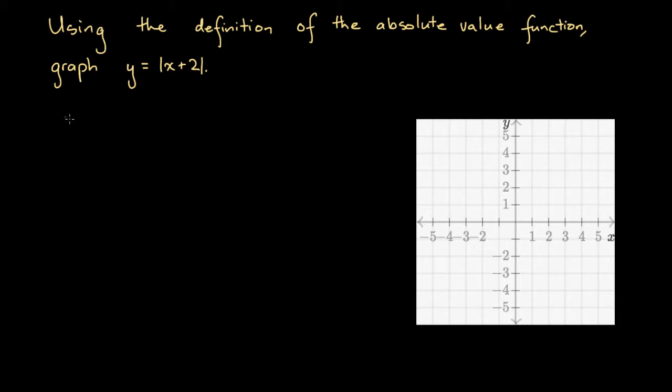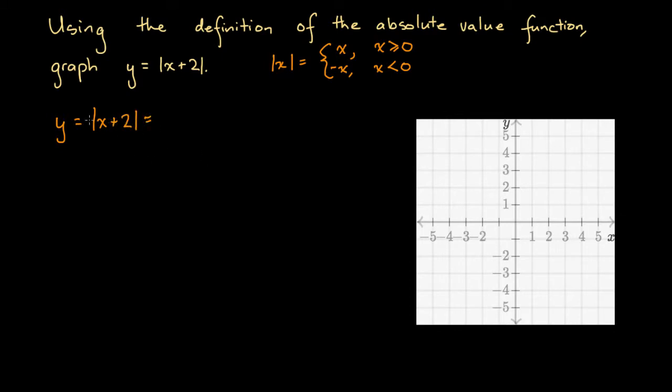So the definition of the absolute value function is that the absolute value of x equals x when x is greater than or equal to 0, alternatively minus x when x is less than 0. So this is our definition of the absolute value function, and we're going to apply it directly to this function here, which is y equals the absolute value of x plus 2.